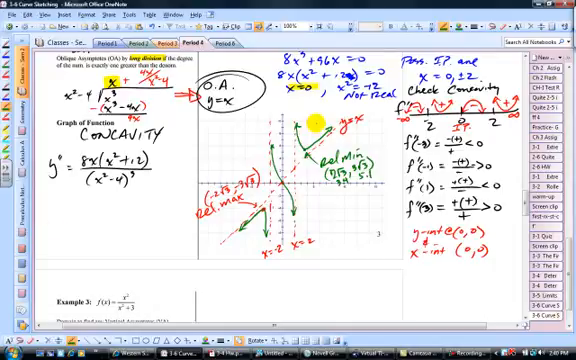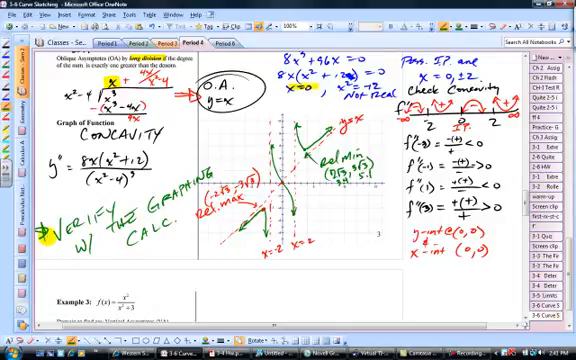It's an accurate sketch. You can verify it with the graphing calculator. Okay, your TI-83, 84, or whatever you're using. All right, and that's what's expected for you guys.